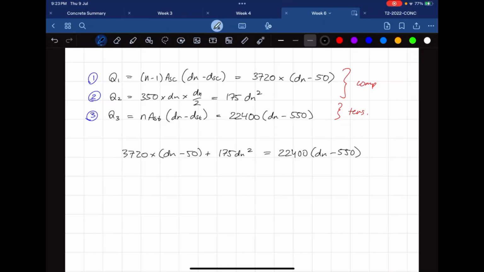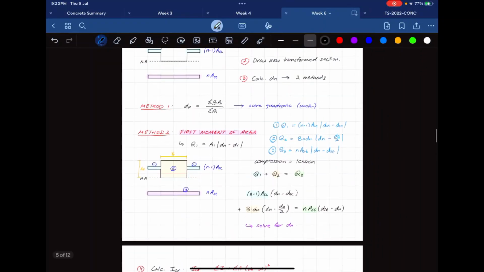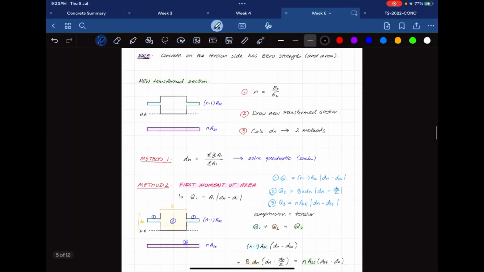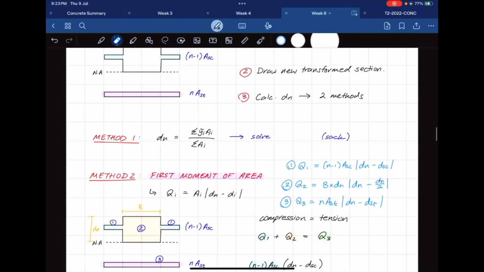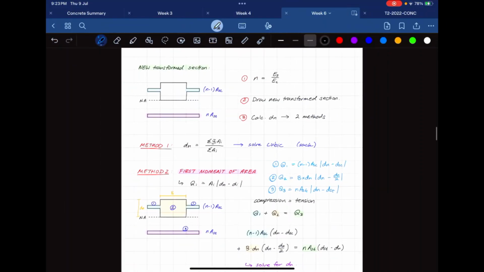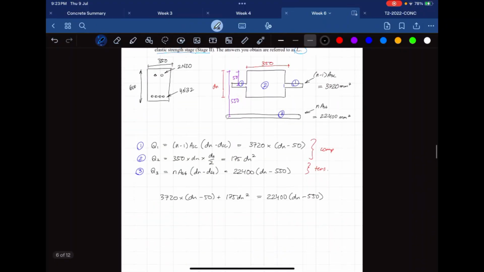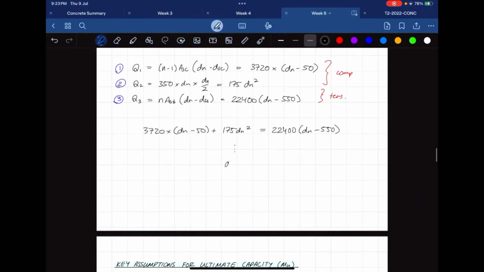Okay, so this one's a quadratic. What the hell? That means the one earlier is a cubic. So this actually is a cubic. So obviously you don't want to solve a cubic. So do it this way, it's a bit better, I guess. You get dn.